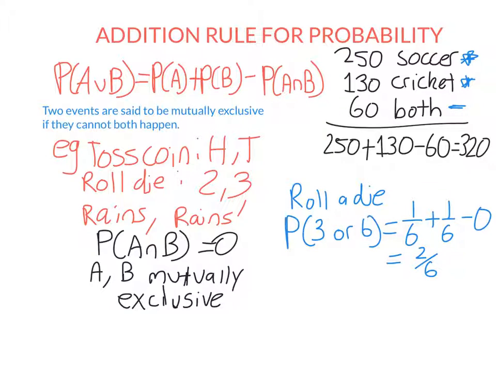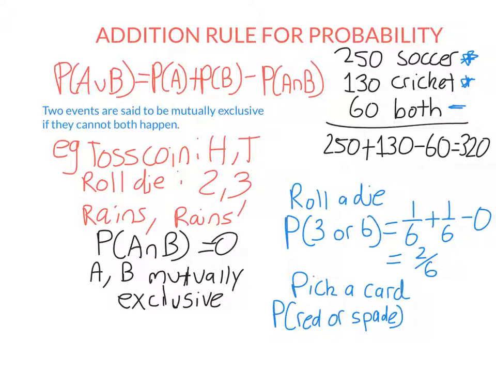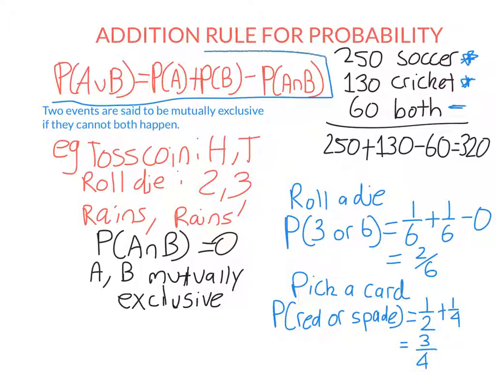So let's look at an example where it might be a little more useful. Let's say now I pick a card. So what is the probability the card I pick is either red or a spade? Well, this shows you 2 mutually exclusive events. I can't pick a card that's red and a spade because if it's a spade, it'll be black. So the probability that it's red is a half. Half the cards are red, half are black. Probability it's a spade is a quarter. I don't need to subtract the probability of both happening because they are mutually exclusive. So probability I get a red card or a spade will just be a half plus a quarter, which is 3/4.